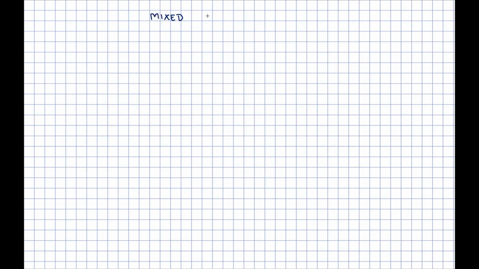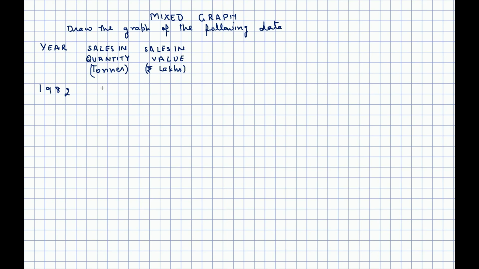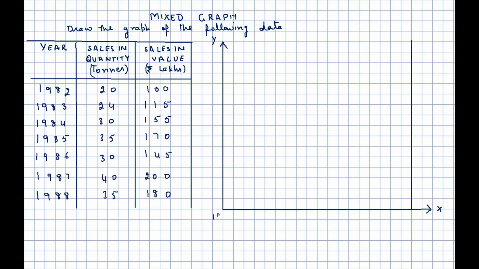Next type is mixed graph. Draw the graph of the following table. Mixed graph is a histogram prepared for 2 dependent variables where the units of measurement are not the same. As in this question, we have one dependent variable as sales in quantity in tons and the other dependent variable as sales in value in lakhs. Now drawing the graph, representing time in years on the x-axis.